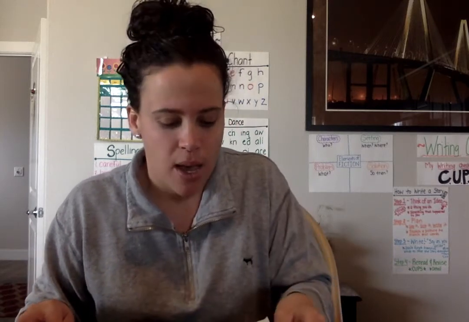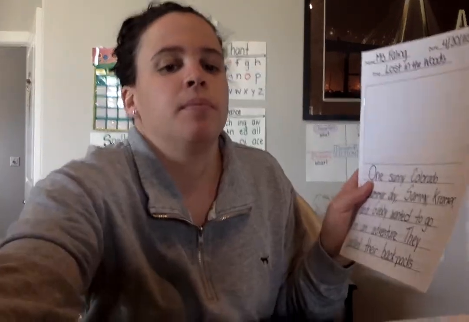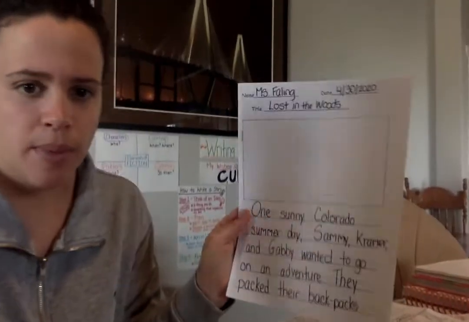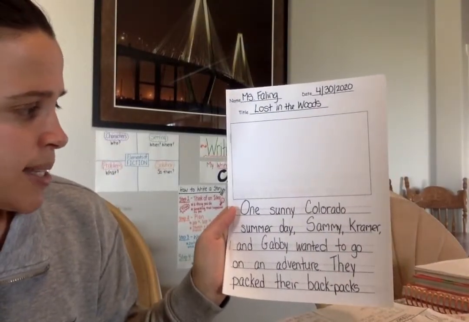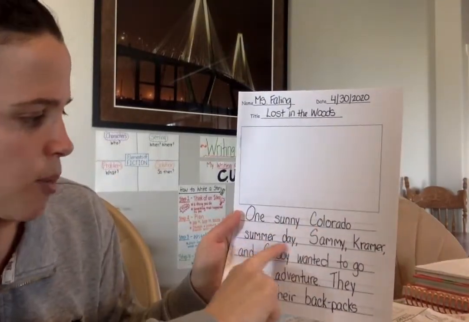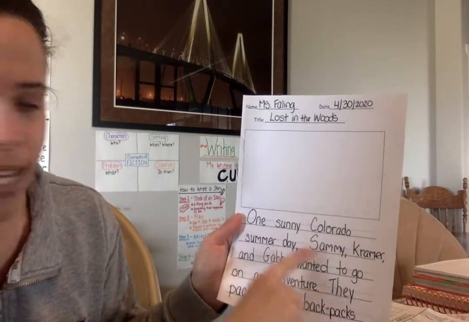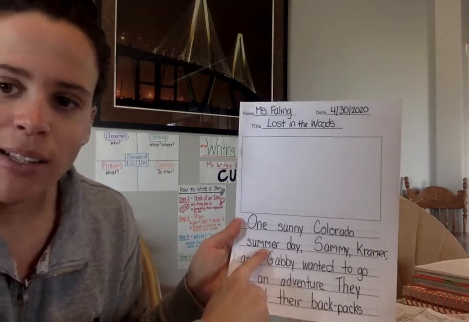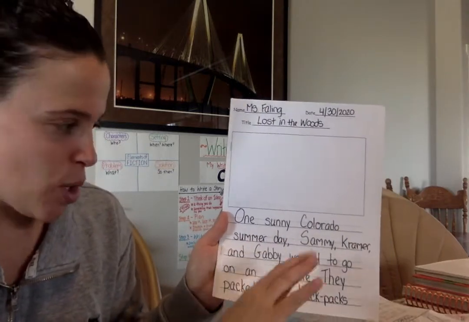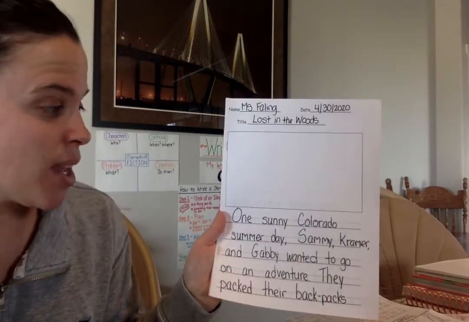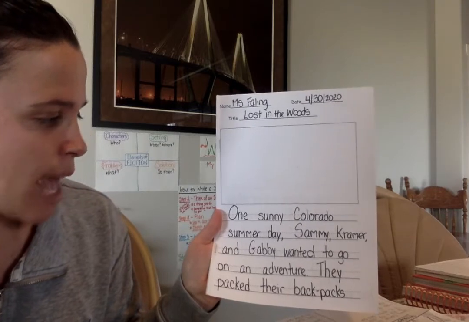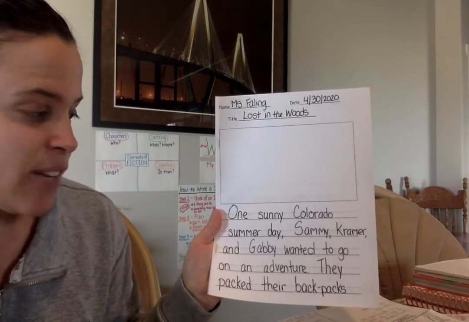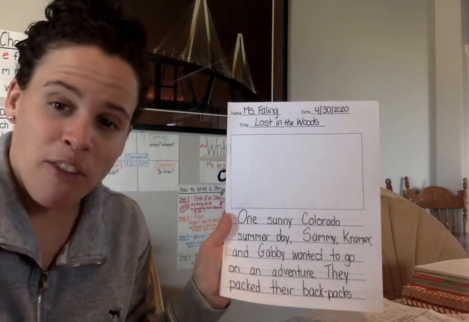So I'm going to read it to you, and then I'm going to explain a few things. Okay? Here. It says, one sunny Colorado summer day. So now you know it takes place in Colorado, and it takes place in the season of summer. Okay? And it's a sunny day. So now you kind of have that. Sammy, Kramer, and Gabby wanted to go on an adventure. Okay, now you have my characters.